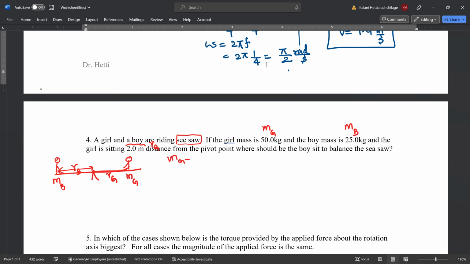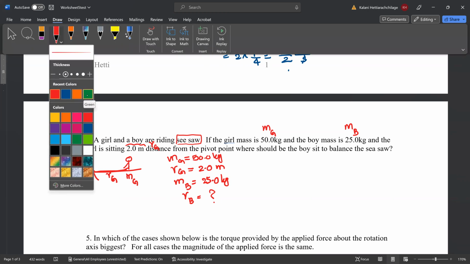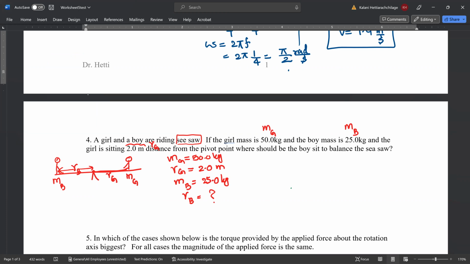Mass of the girl, we know 50 kilograms. And then we know the distance to the pivot point for the girl, 2 meters. And mass of the boy, we already know 25 kilograms. And RB is the one we need to find out. Okay, so now when you have a seesaw balance, that means this girl or boy not moving up and down. They are going to stay horizontal. That's what we call equilibrium, right? That's what the equilibrium means.